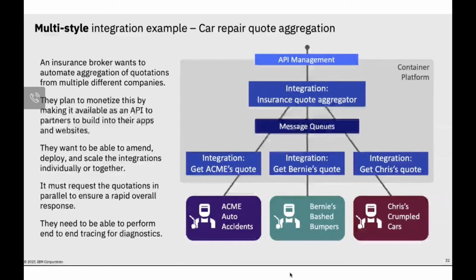And they want to be able to amend and deploy and scale all of these integrations and queuing capabilities independently, but they also sometimes need to be able to deploy them together. So this suggests they'll definitely benefit from deploying in a fine-grained way using containers and being able to update things independently and scale them independently. But it also means that they're going to want to be able to deploy a complete system in one go in a consistent way. Because the API needs to be responsive, it needs to respond with as many quotations as possible, as quickly as possible, so that the partners get a good service.